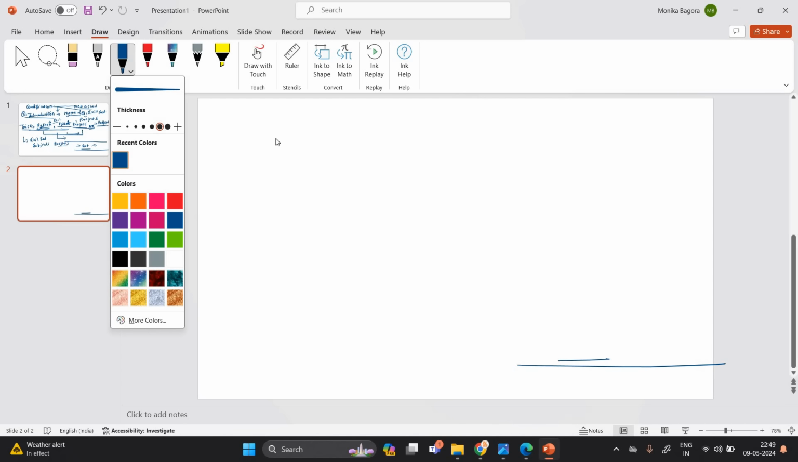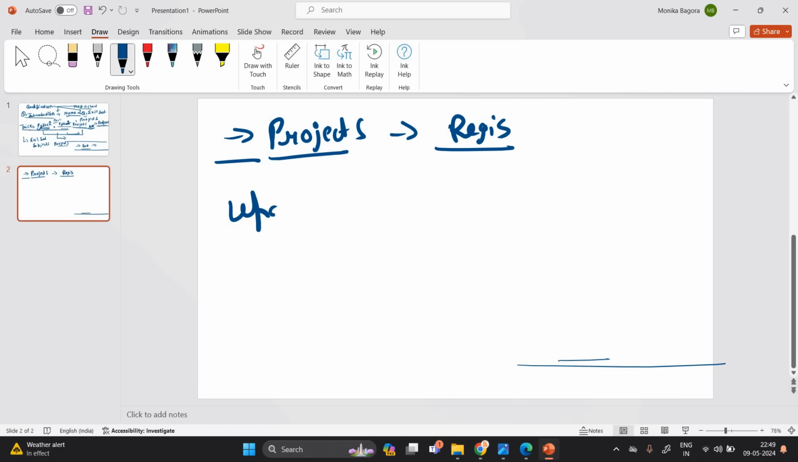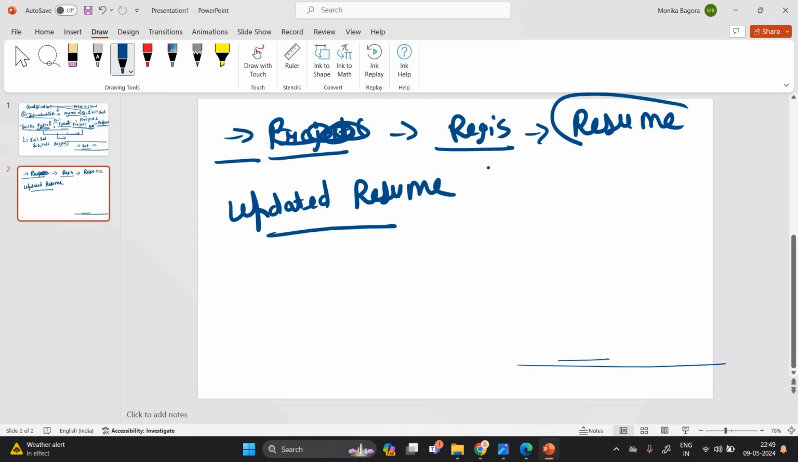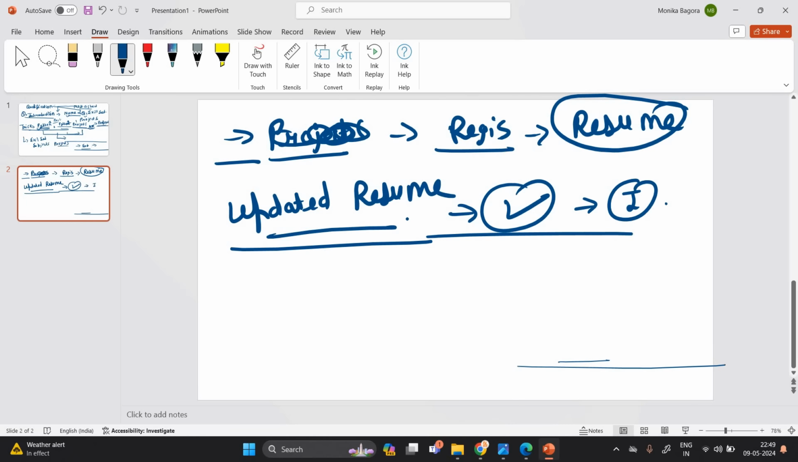Just understand this point. Suppose you did not mention the updated project at the time of registration. Then I suggest you update your resume. If at the time of registration you did not mention the updated resume, make one updated resume. At the time of the interview, the interviewer may ask you to show and share your updated resume with them, so you can share it. It is not the project, it is the resume, guys.